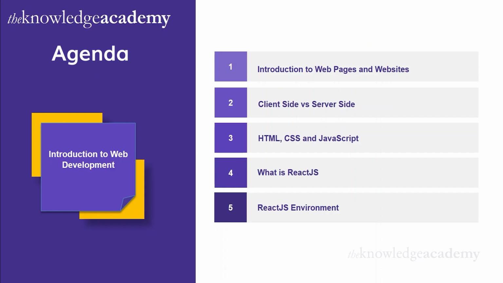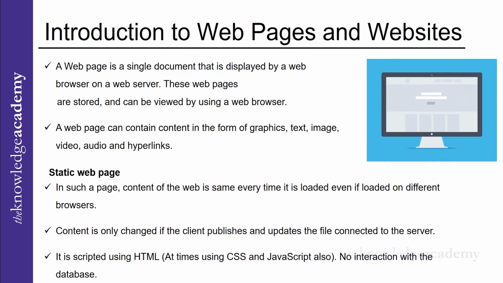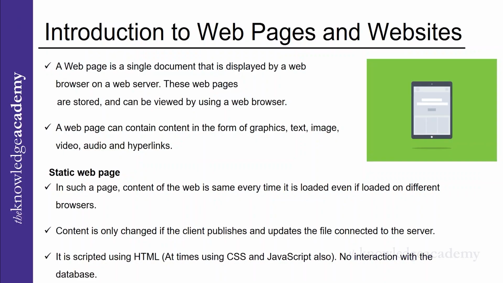So let's start with the first chapter. The first chapter, Introduction to Web Pages and Websites. So what exactly is a web page? A web page can be said to be a single document that's displayed on a web browser. And what exactly is a web browser? A web browser is something that a client, which is the user who uses the web, uses to access a website. That's what a web browser is.